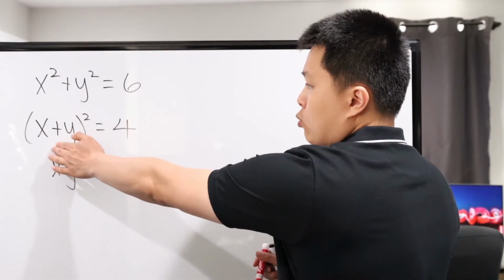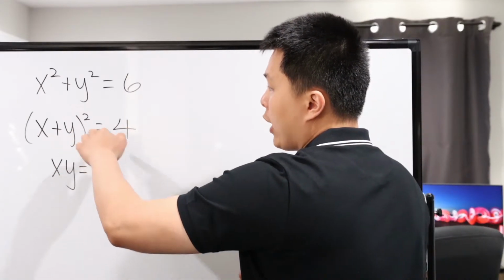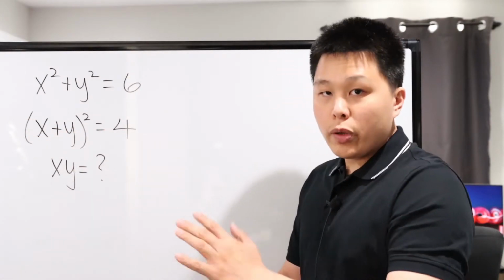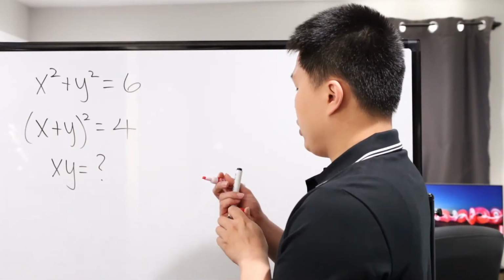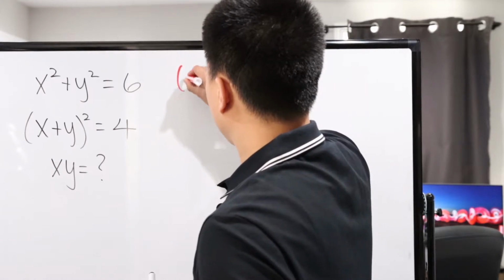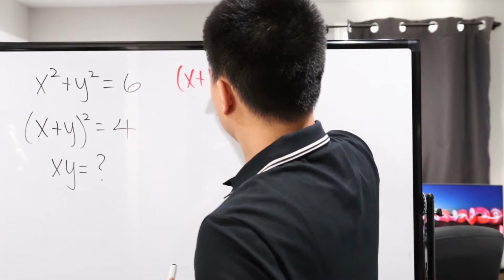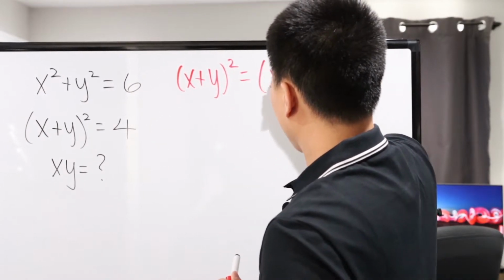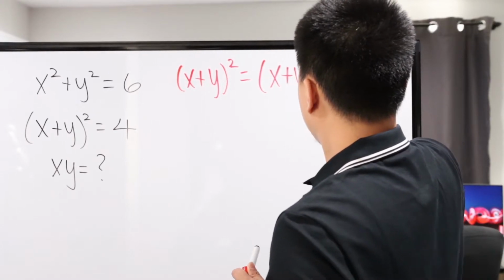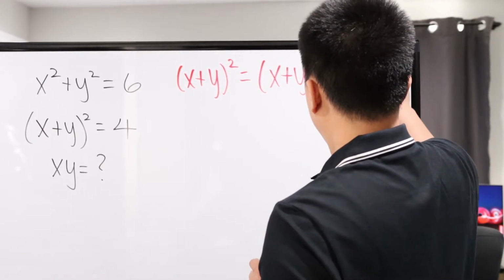We're going to focus on this one first because we have x plus y in parentheses, squared. We can break that down. So let's write it out here. We have (x plus y) squared. That's just the same as (x plus y) times (x plus y).